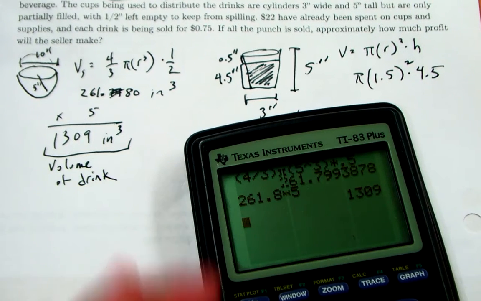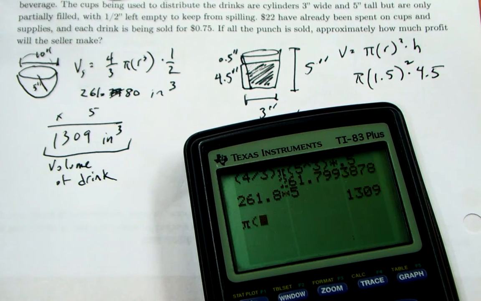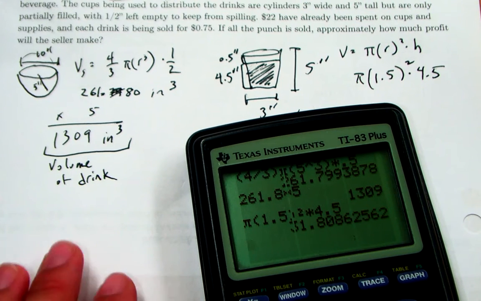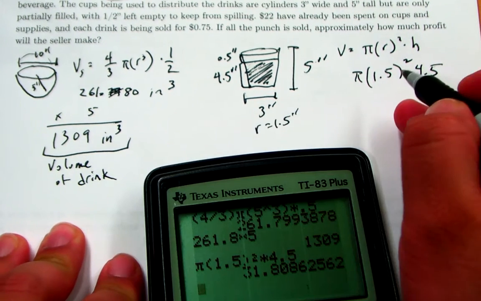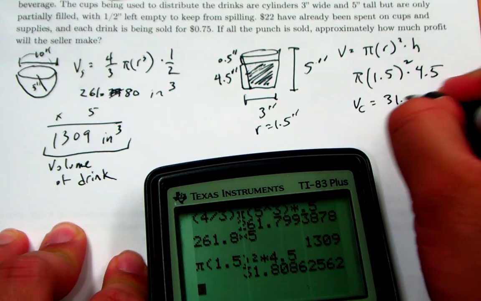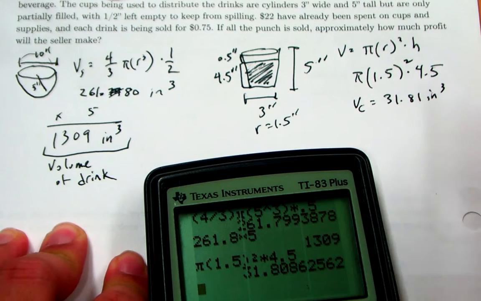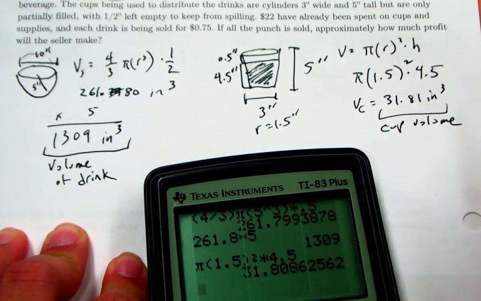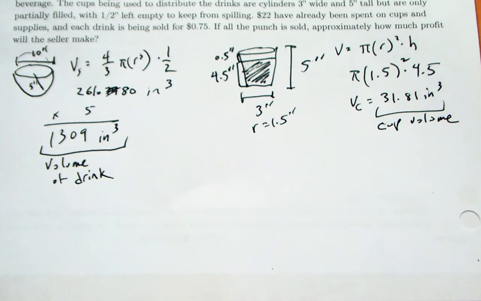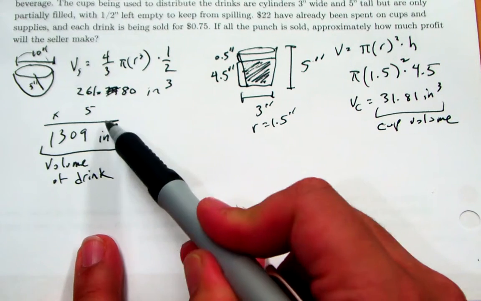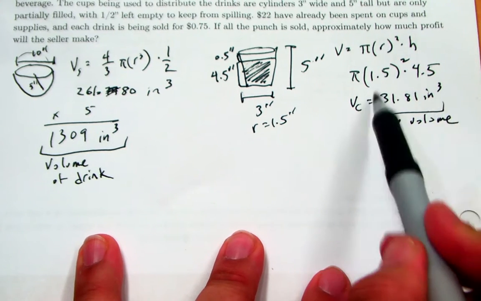Calculate the volume in 1 cup. That would be pi radius squared times height. And you get 31.81 approximately. So the volume of the cup is 31.81 cubic inches. Again, part of the cup is unfilled, but the amount of drink we're distributing is this amount right here. This is the size of each drink being distributed.